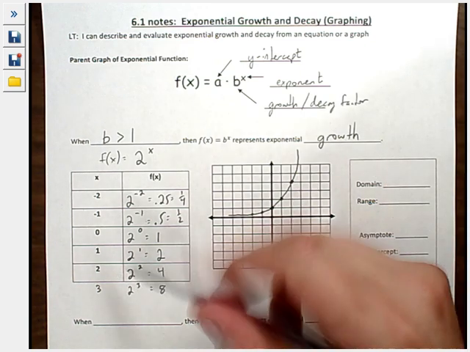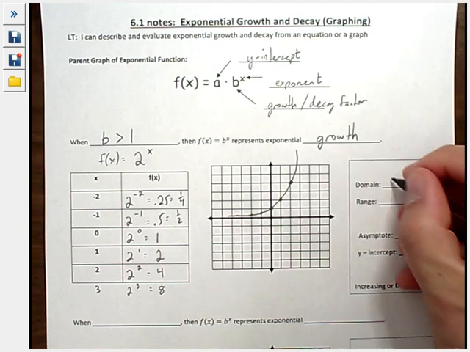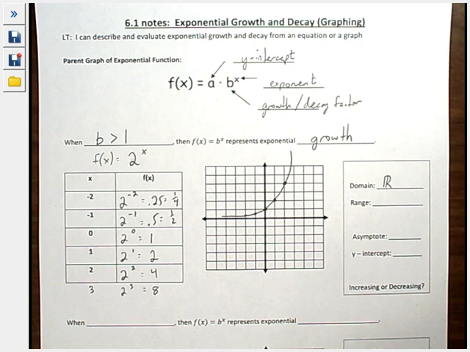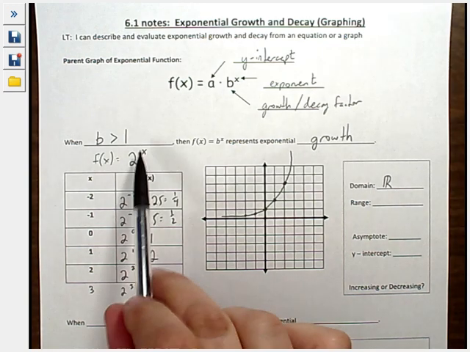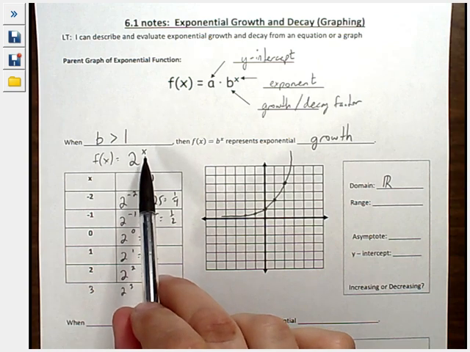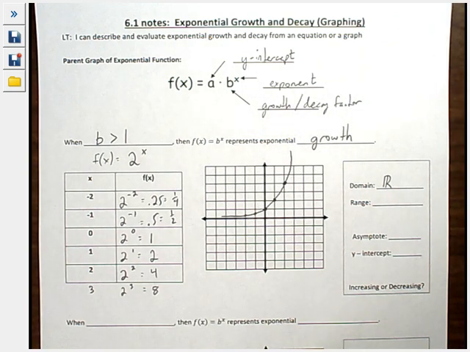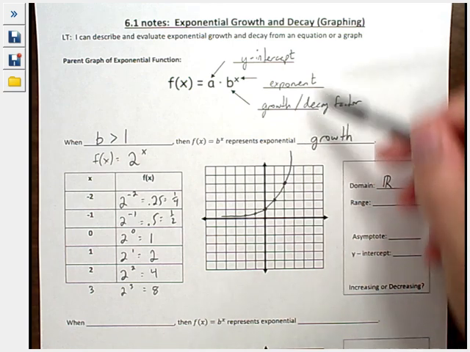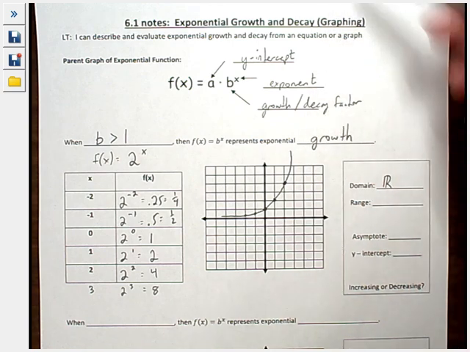Well, our domain here is this symbol. Okay. Remember, that means all real numbers. We can put in any number we want into our exponent up here. Okay. Any real number we want. Now our range is going to be limited because that's going to be the outcomes here. You'll notice that as this goes up, it's going to go up and up and up. It'll keep climbing infinitely. Okay?